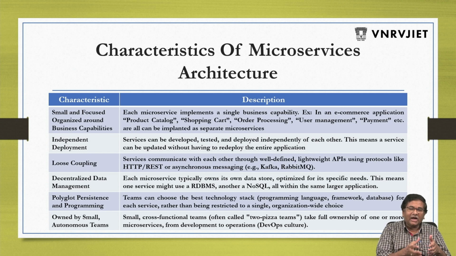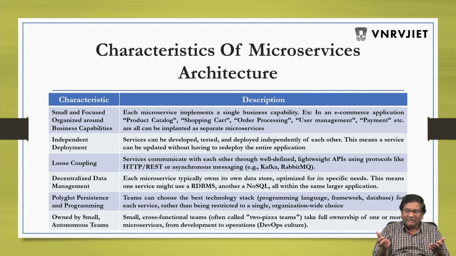Owned by small autonomous teams, small cross-functional teams, often called two pizza teams. What is a two pizza team? It's like you buy two pizzas, that's enough for the entire team. Like that. So that means like 5 slices or 6 slices. That means it should not be a big team.